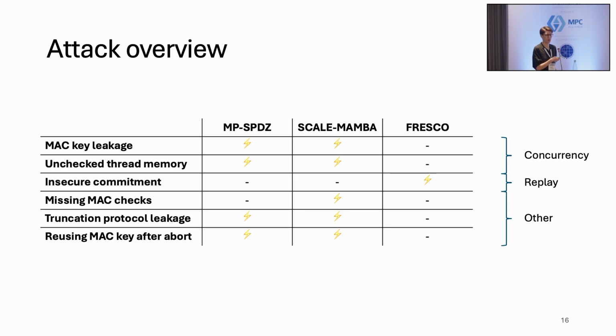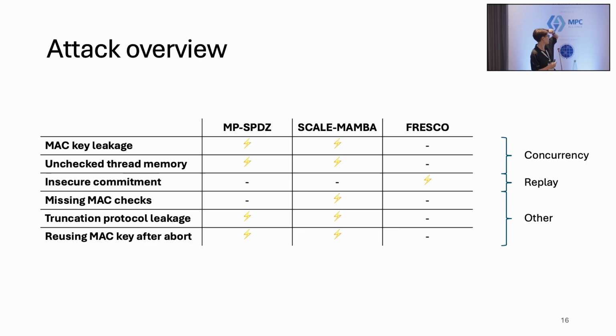Before I talk more about countermeasures, let me just quickly recap what the attacks were. So we have this table. On the left-hand side, you see all the attacks that Peter talked about. And there's a column per framework, and you can see which framework is susceptible to this attack. And I've also grouped them by the type of attack. So the first two I would call concurrency attacks because they only appear in a concurrent implementation. We have the insecure commitment scheme, which leads to a replay attack, and then we have missing MAC checks, MAC key issues.